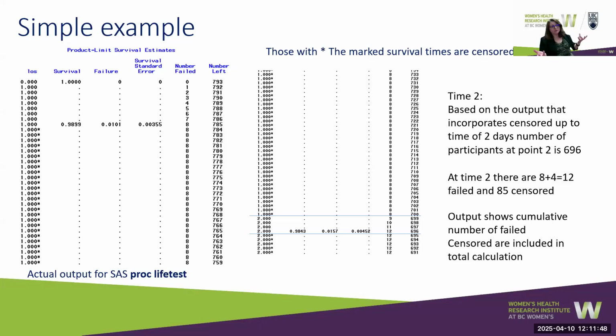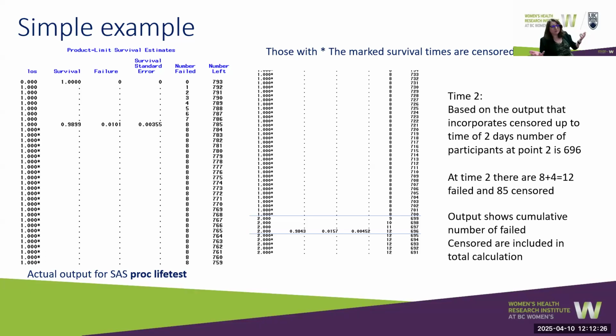This is how the output looks, and I thought it's very important to show you the output because it shows how the computer calculates. It includes each person at each time point, but it only includes the probability of survival and failure at the last person that failed at the same time point. You can see after that there is 2 with a star. It means we have 12 people that failed, and after that everyone is going 696, 695 and so on.